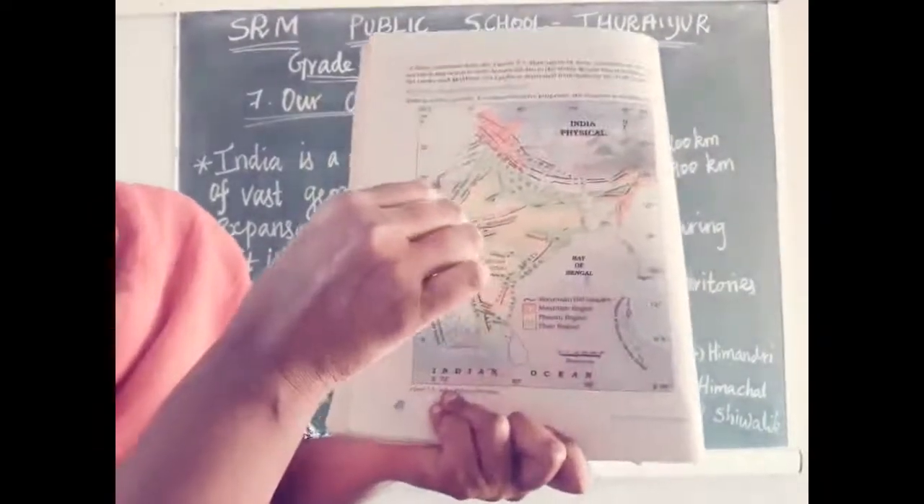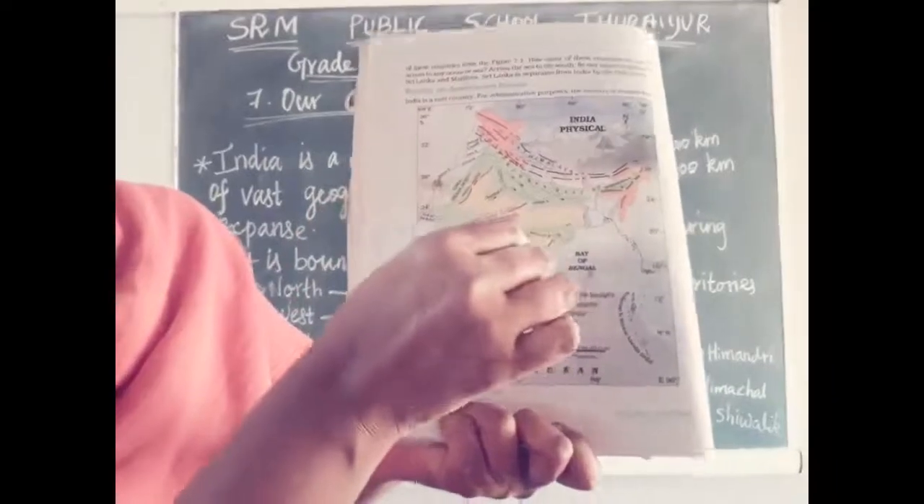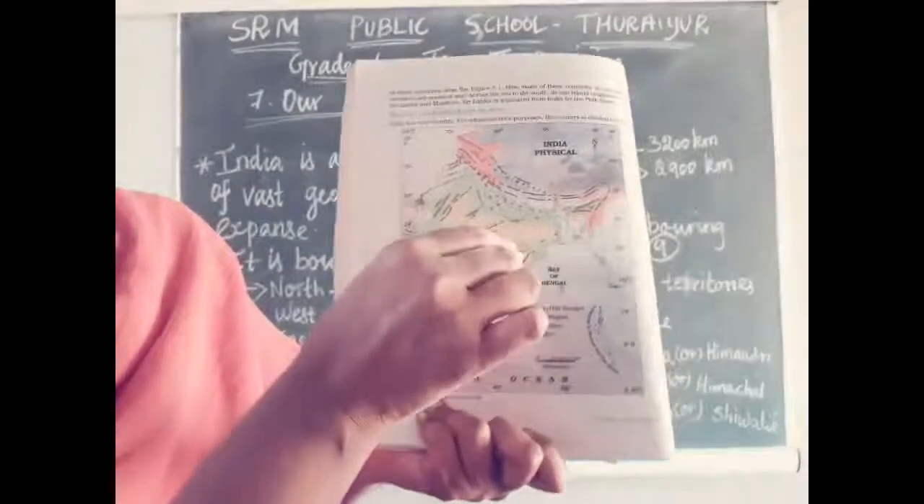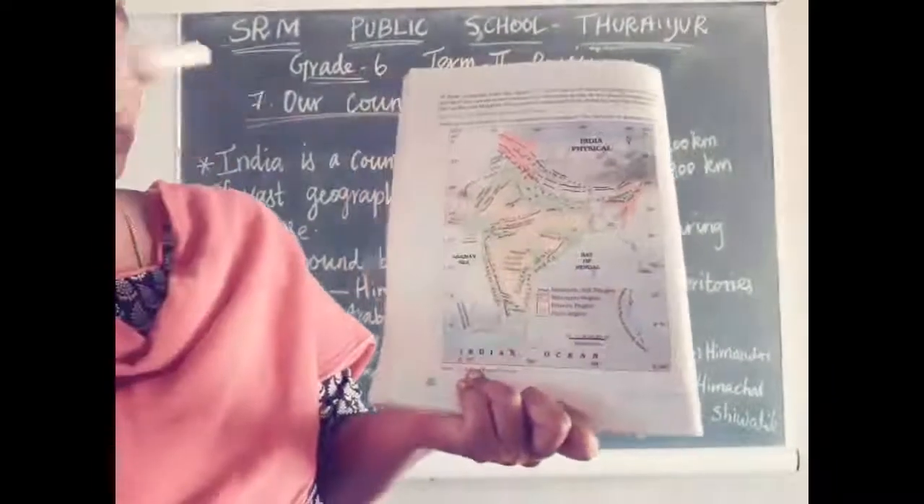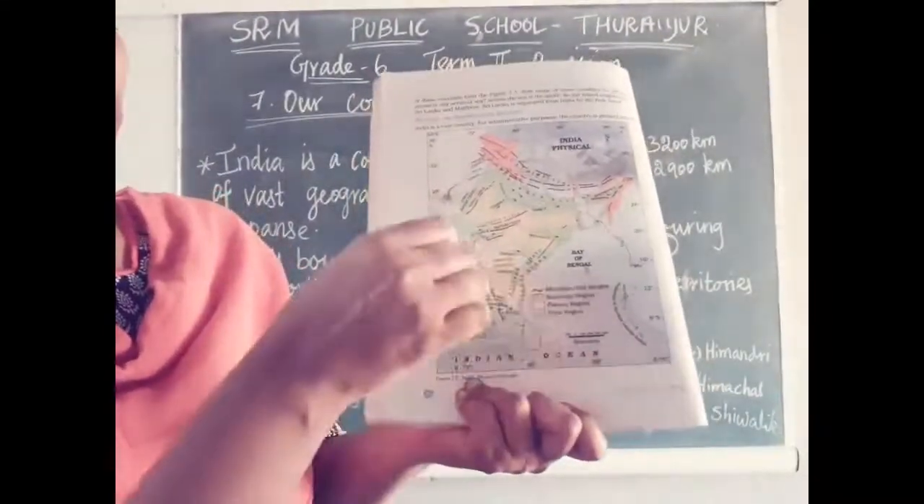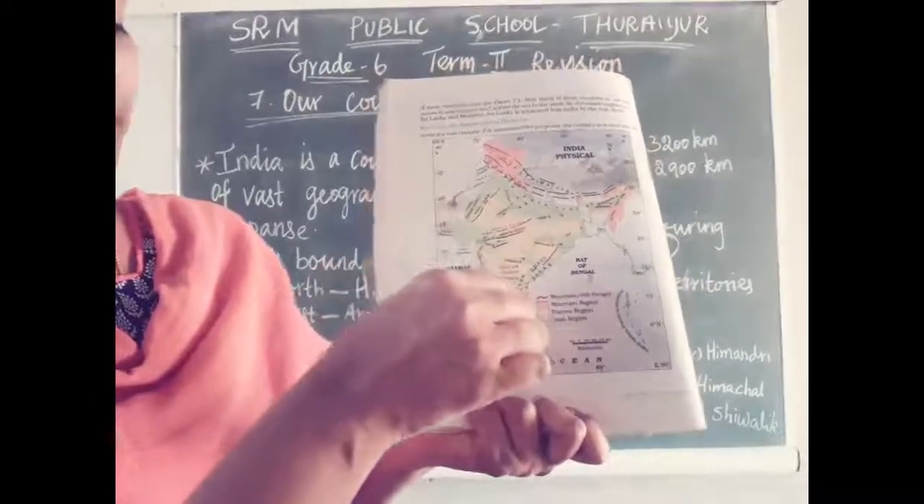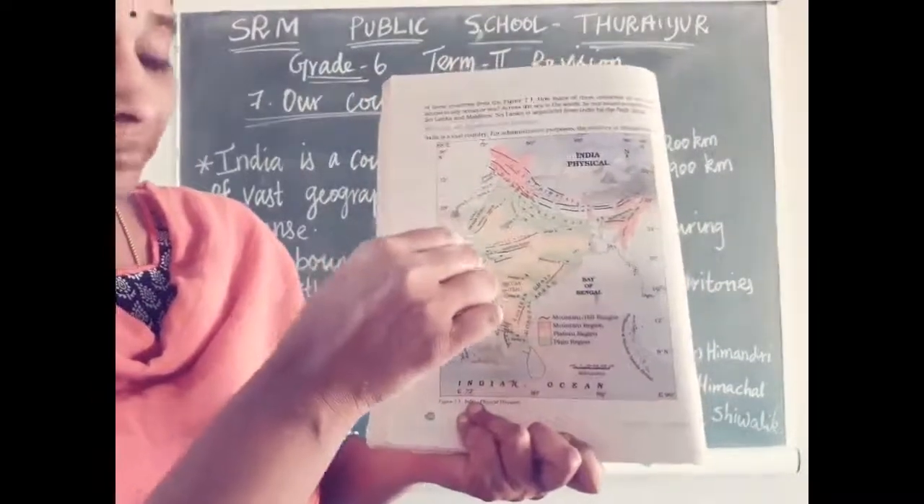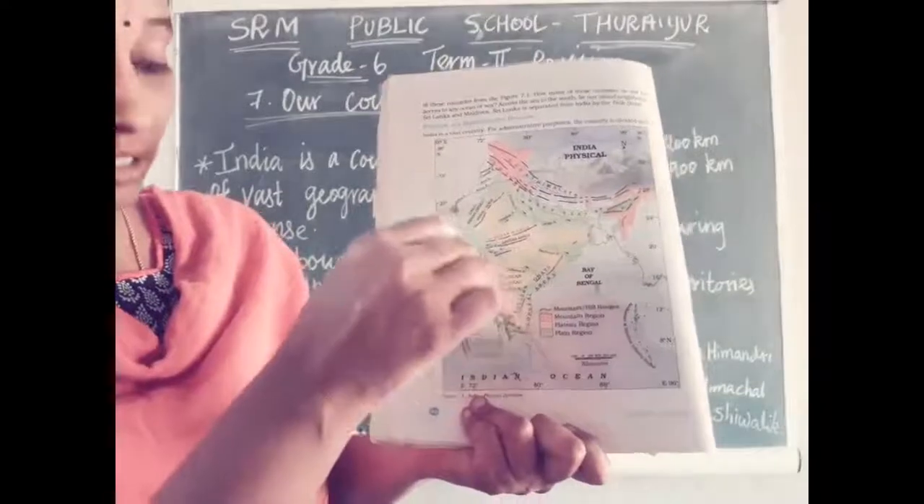In the south we have the Western Ghats and Eastern Ghats, which are continuous mountain ranges. On two sides we have coastal areas: one is the Western coastal side, and the other is the Coromandel coast.